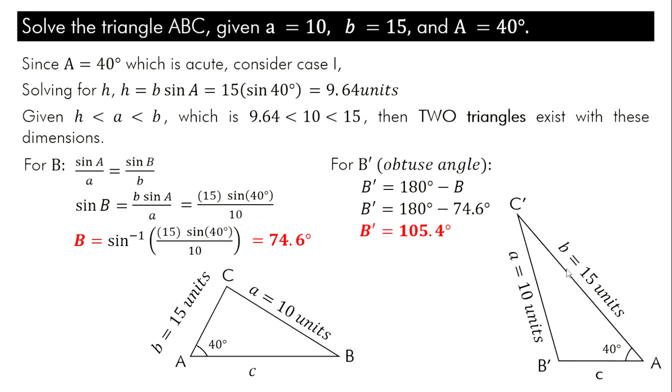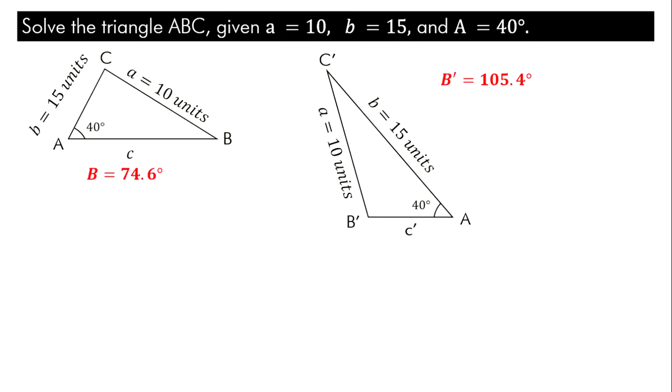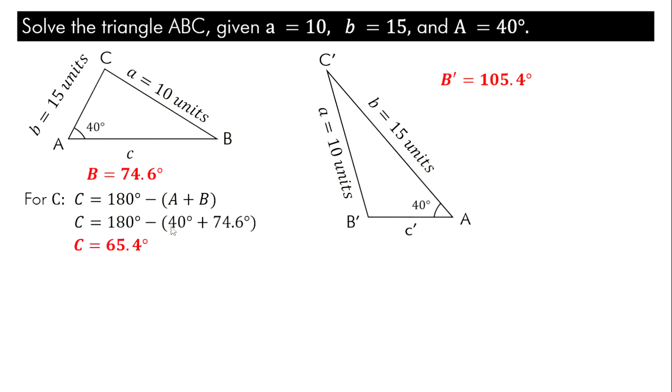Now we will solve for the remaining sides and angle that are missing. First off, let's have angle C and angle C prime for this figure. For angle C, all we need to do is add 40 degrees and 74.6 degrees, and then subtract the sum from 180 degrees, that is 65.4 degrees. So angle C here is 65.4 degrees.